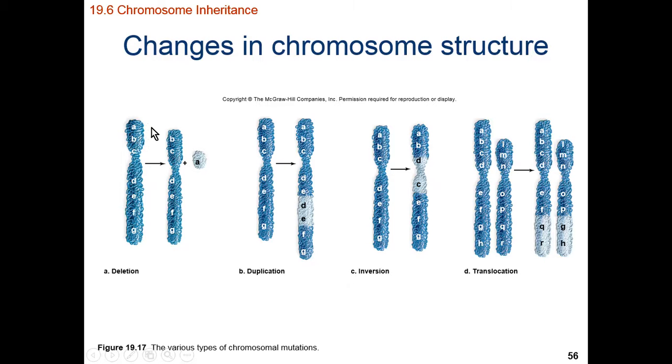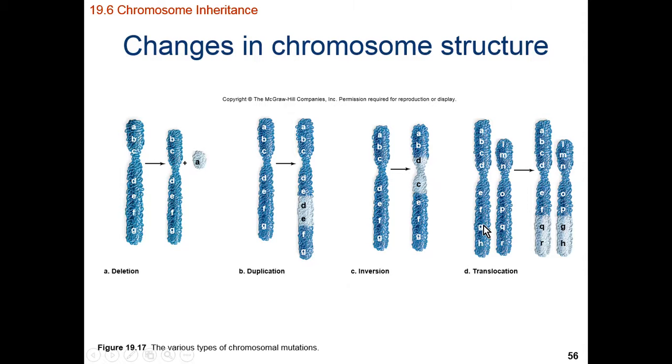So here's an example of deletion. There was a gene A, B, C, and this chromosome had gene A removed from it. So now the chromosome is shorter and just has genes B and C on the top. You can duplicate a section. So we go from A, B, C, D, E, F to A, B, C, D, E, D, E. So this chromosome's been extended. There's also been an inversion. C and D have flip-flopped with each other.